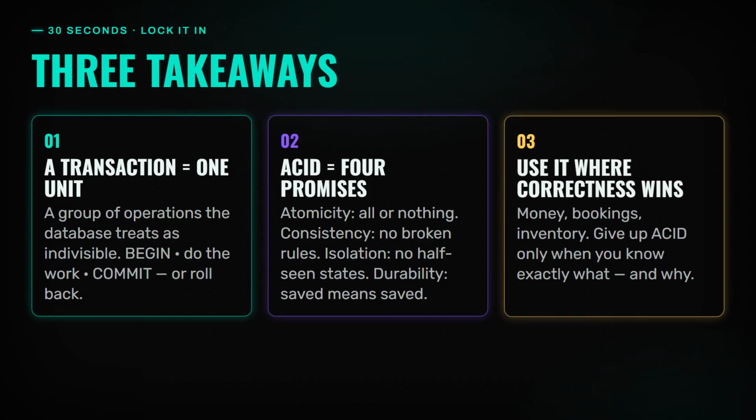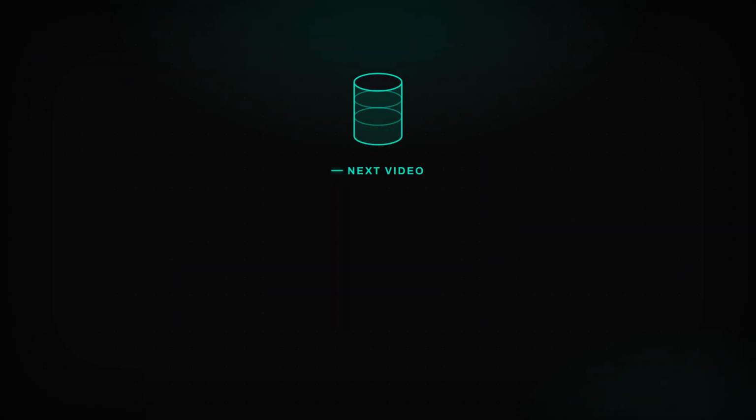Takeaway 2. ACID is 4 promises. Atomicity, all or nothing. Consistency, no broken rules. Isolation, no half-seen states. Durability, saved means saved. Each one prevents a specific class of disaster.